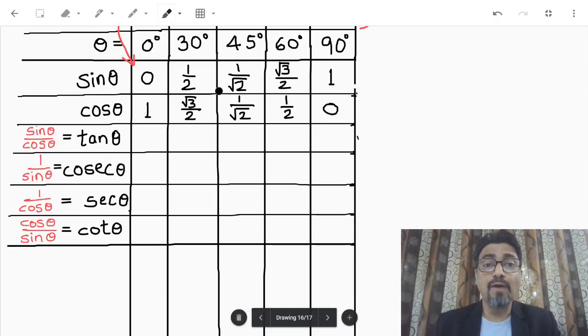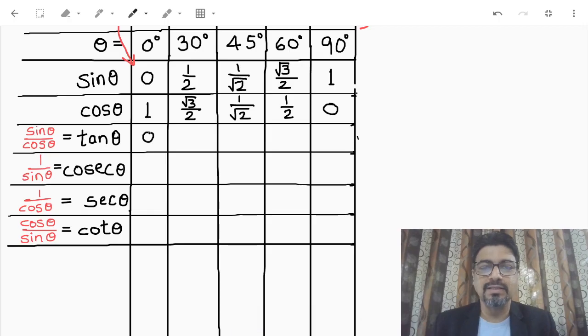Now that we have got the values for the trigonometric ratios sine and cos, let's go to the next trigonometric ratio, that is tan. Now we know that by definition tan theta is sine theta upon cos theta. So what we have to do? We have to divide sine theta by cos theta. So let's begin. For 0 degree, dividing the value of sine by cos, that is 0 divided by 1. 0 divided by anything will be 0. So tan of 0 degree we get 0.